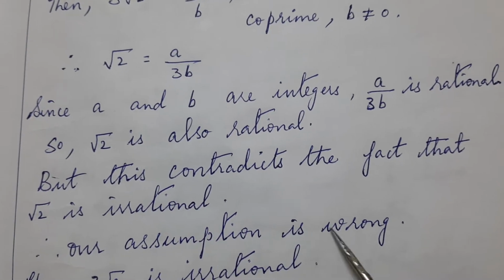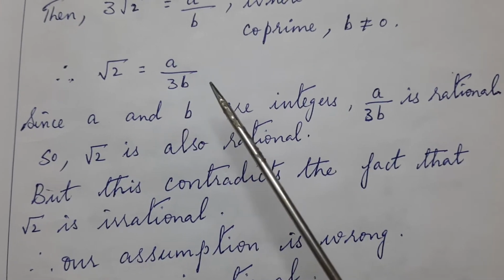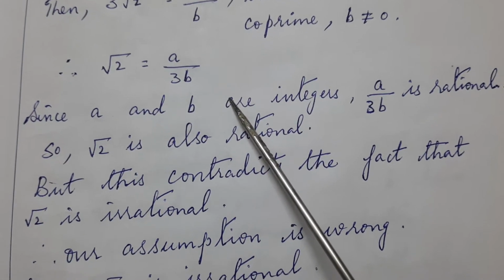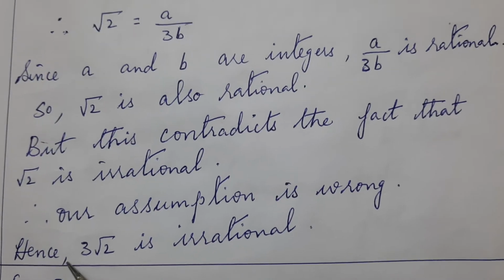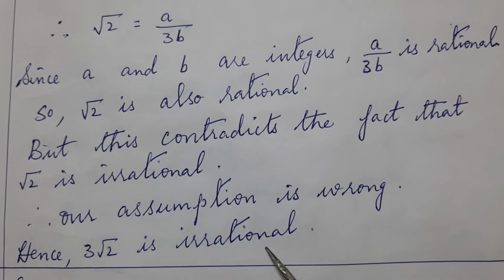So our assumption is wrong. That means we assumed this to be a rational number in the beginning, and that assumption is wrong. So what is the conclusion now? Hence 3 root 2 is irrational.